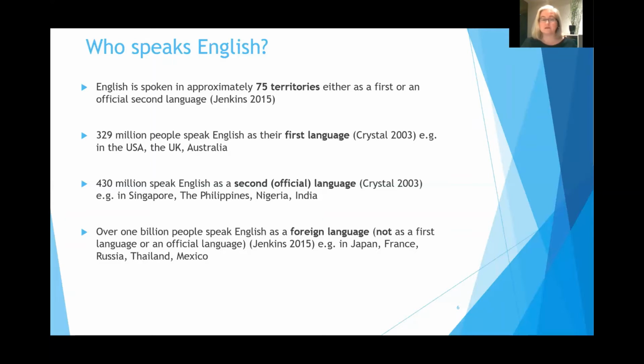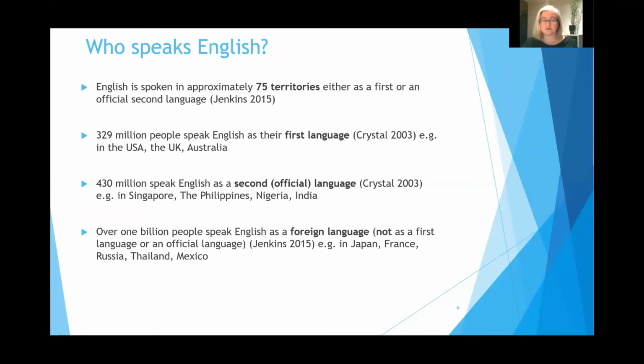On the other hand, there are also 430 million people in the world who speak English as a second or an official language. So these are places where people might speak their first language at home, but when they go to the workplace or when they go to school, everything is conducted through the medium of English. Some countries that fit this category are, for example, Singapore, the Philippines, Nigeria, and India.